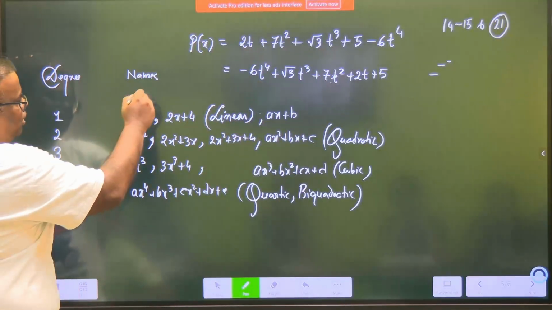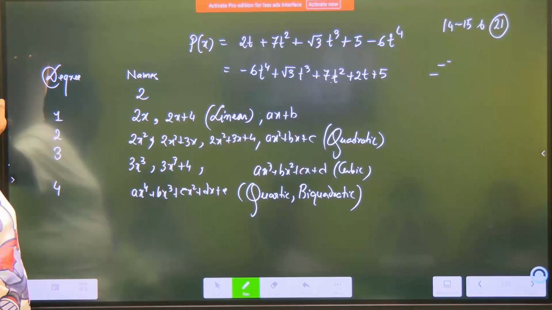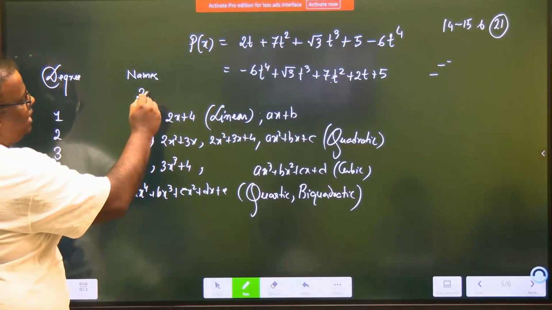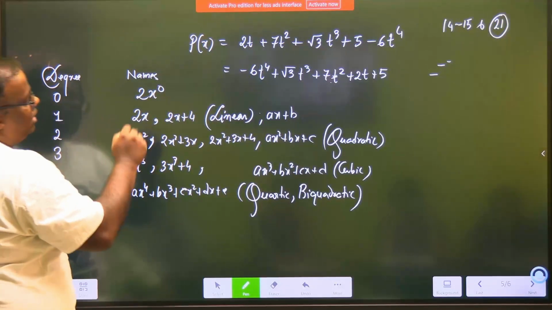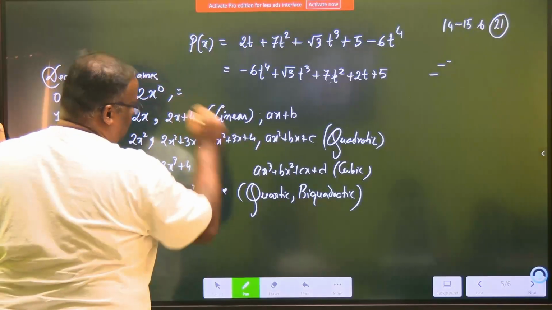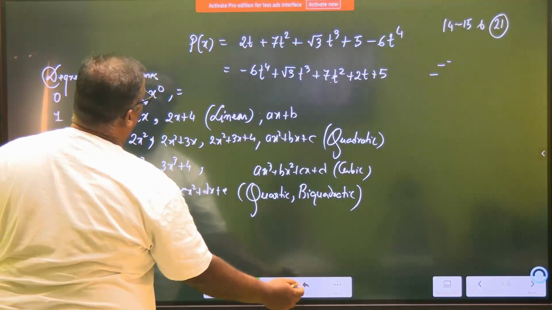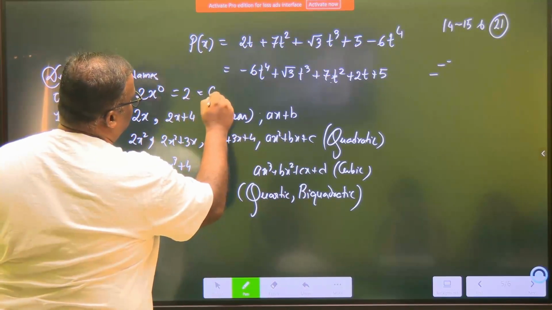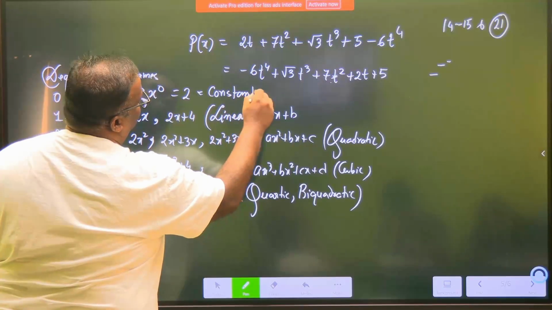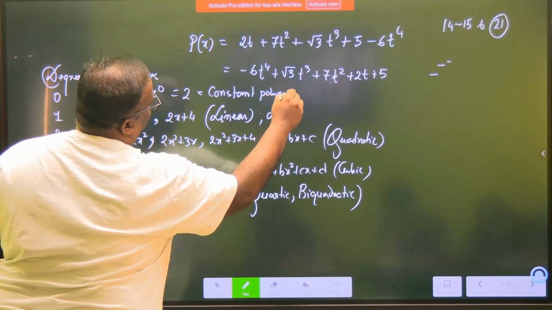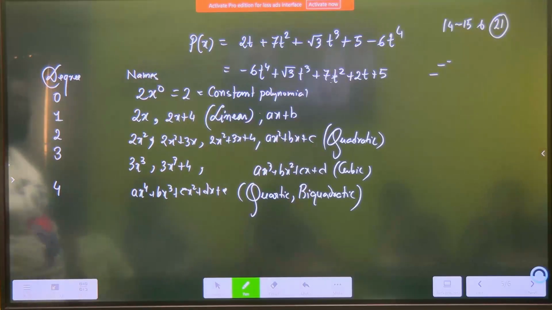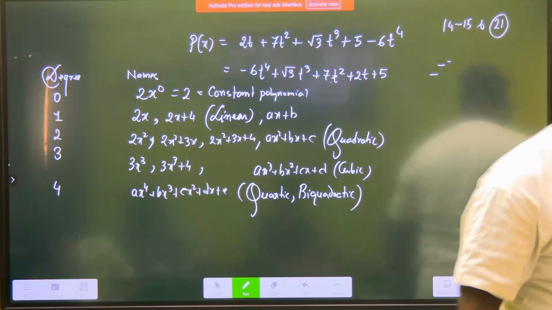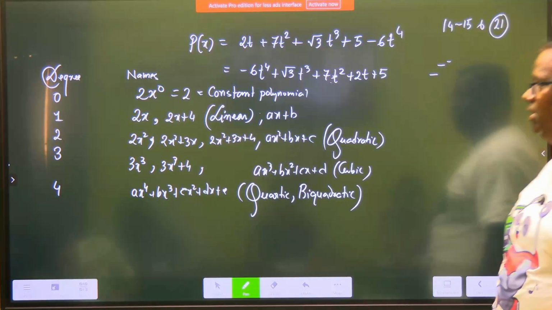Okay. One thing I did not teach here. How about a number 2? A number 2 is also a polynomial because it has its degree as what? 0. If the degree is 0, then this number is same as being written as 2x^0. Yes or no? So the name for this is constant polynomial.